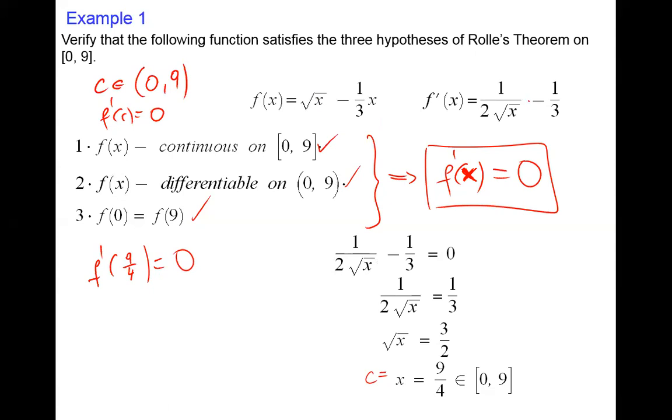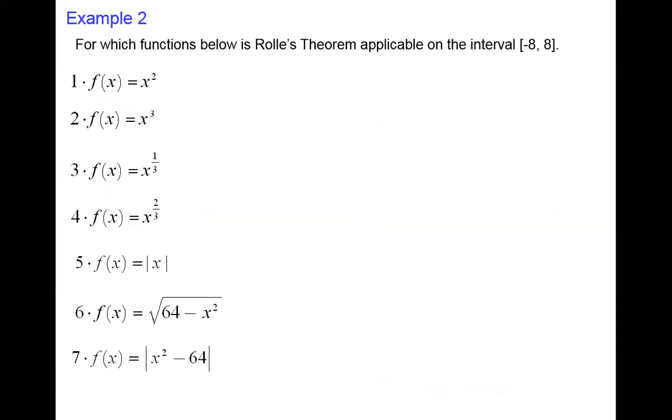Okay, let's look at the second example: for which functions below is Rolle's theorem applicable on the interval from -8 to 8? We know what we're looking for. We're looking for function continuity. The function must be differentiable, and the values at the endpoints, in this case -8 and 8, have to be the same. Okay, what do you think about x squared?